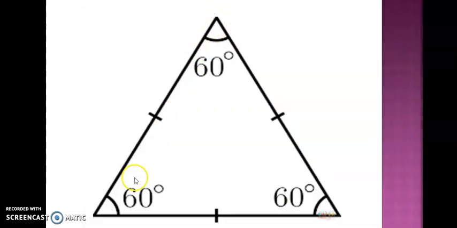If all the sides of a triangle are equal to each other, then we call it an equilateral triangle, isn't it?